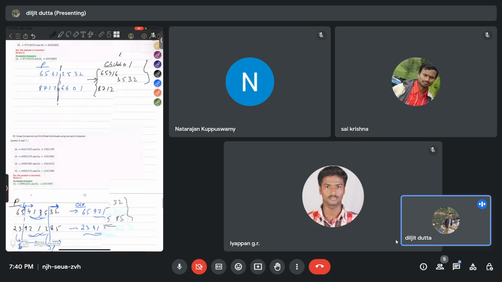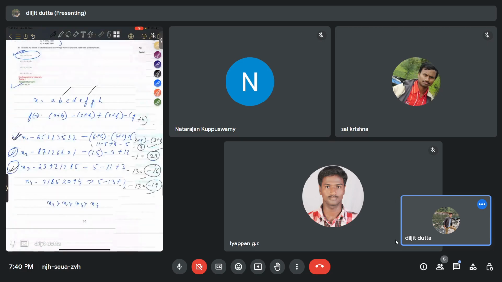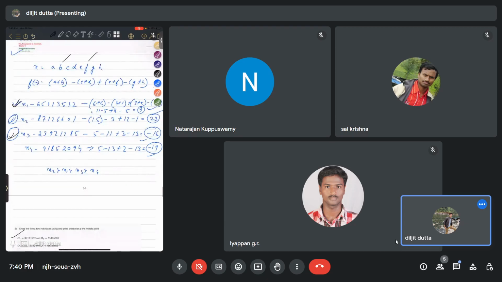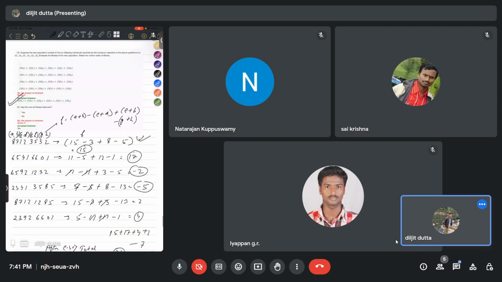And before crossover, the total fitness was, I think, 23 plus 9 minus 16 minus 19. So it was very less. It is something in negative. Equal to minus 6. So yeah, overall fitness has improved.